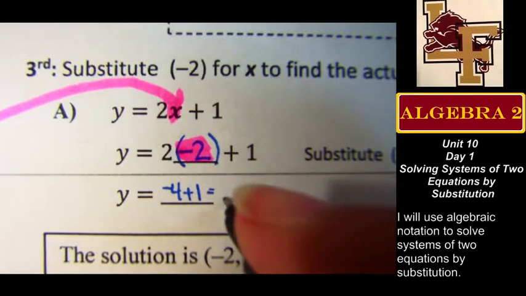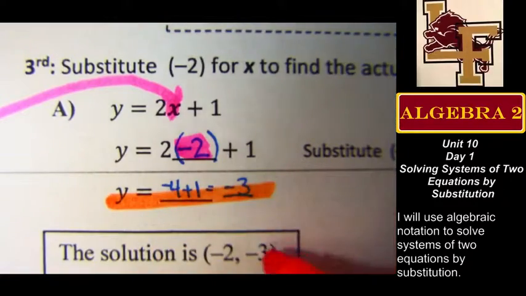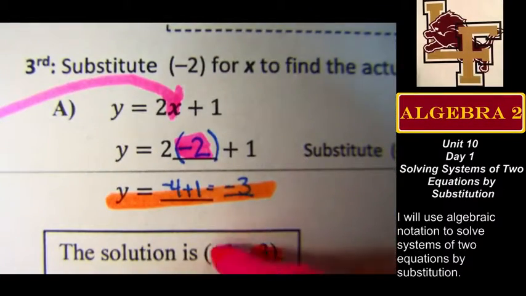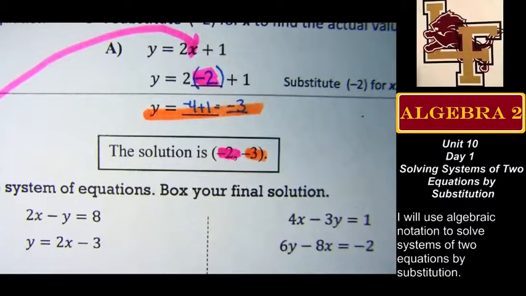So negative 3. Very good. And so my solution is the point negative 2, negative 3. This tells me that if I decided to grab some graph paper, draw the 2 lines of the situation that these equations are representing, I would end up crossing at that location.